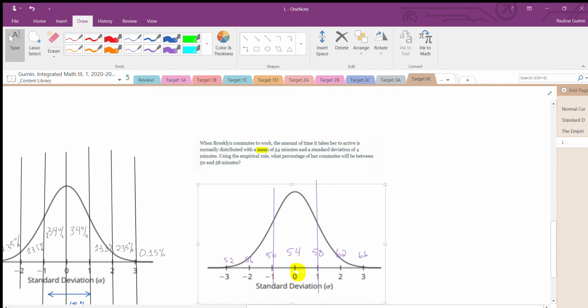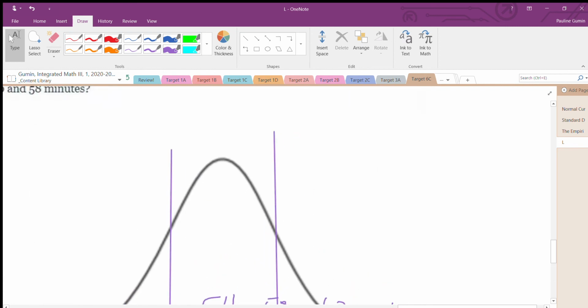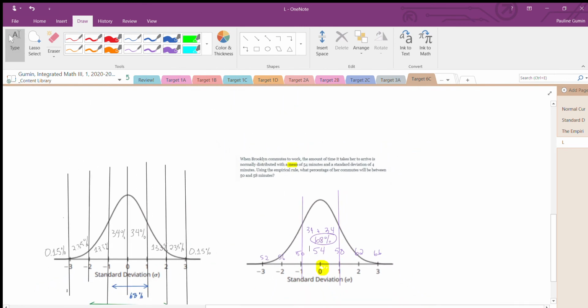And let's refer to our standard deviation. That's 34 and 34. 34 plus 34, let's write that down. 34 plus 34, that's 68%. So 68% of the time, Brooklyn will arrive in... It doesn't say where she works. It just, she will arrive to work in 50 to 58 minutes. And that's actually pretty good to know when you're commuting.